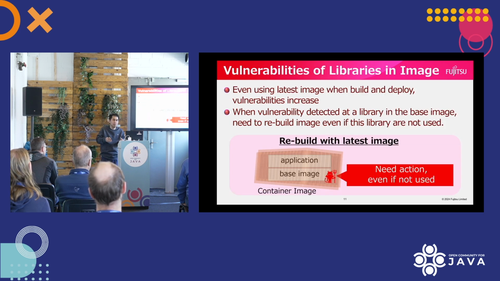When building your image, we usually use the latest version of the OS-based image. At that time, there is no vulnerability in your image. But as time passes, vulnerabilities increase. So when a vulnerability is detected in a library within your image, you need to rebuild your image, even if you do not use that affected library. This is the reason why most security practices recommend using a smaller size image.